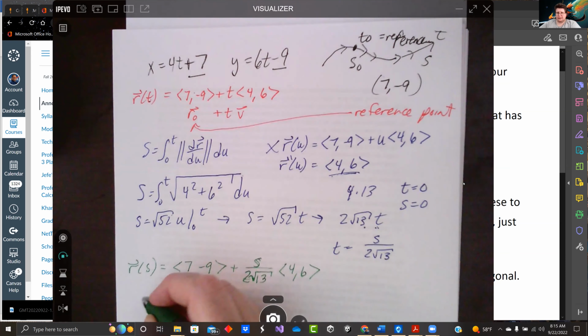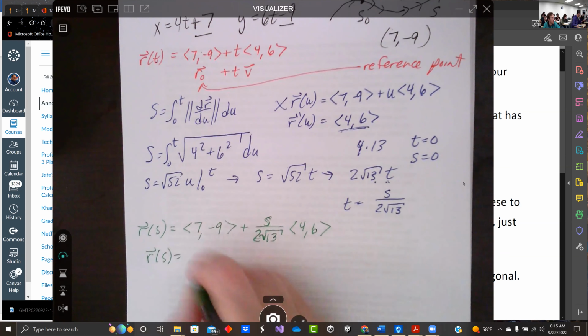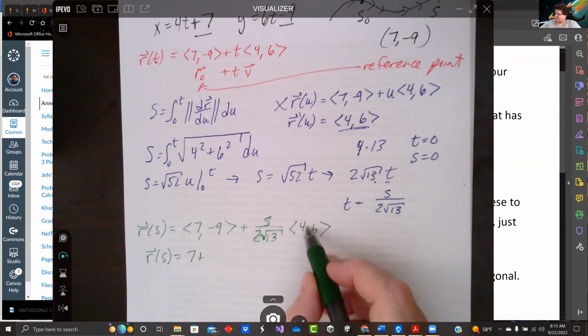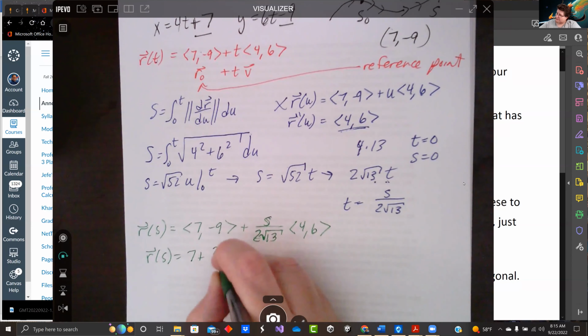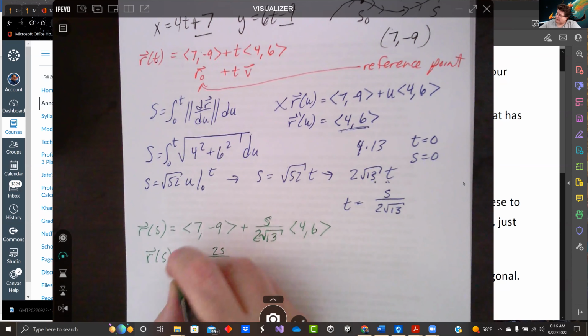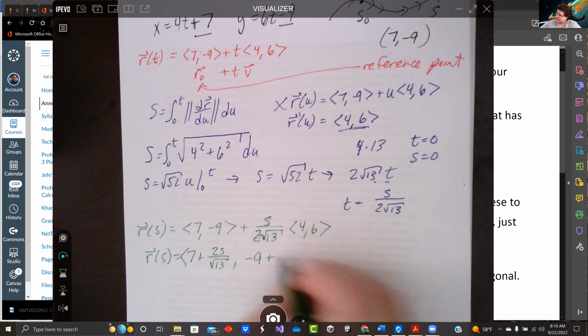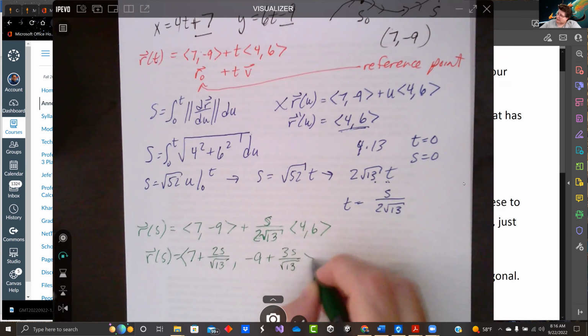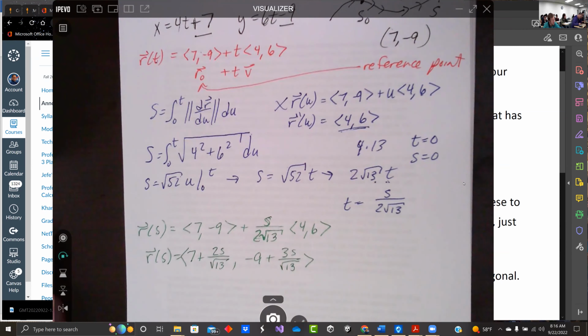If you want to make that look a little cleaner, 4s over 2 root 13 is 2s over the square root of 13. And then negative 9 plus 3s over the square root of 13. I just realized that was an S. That was a 5.